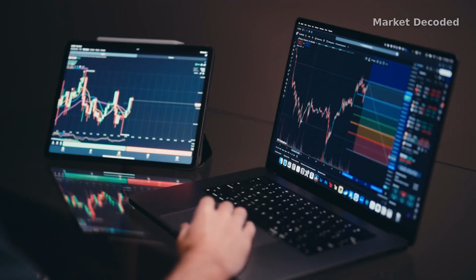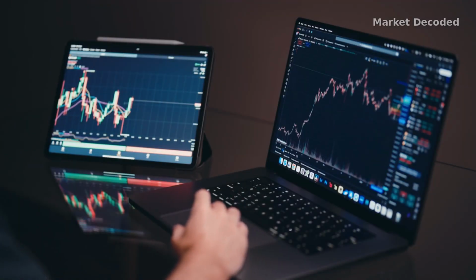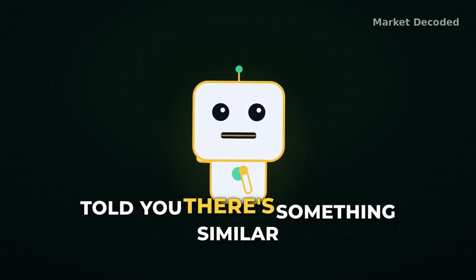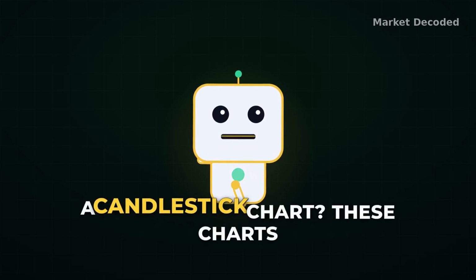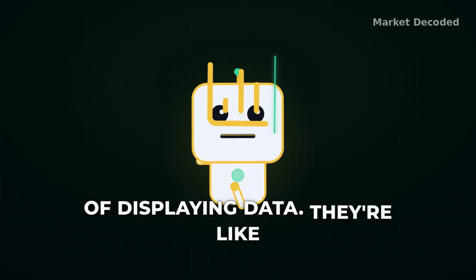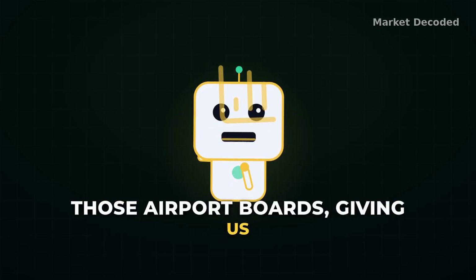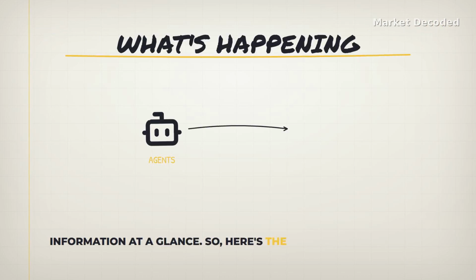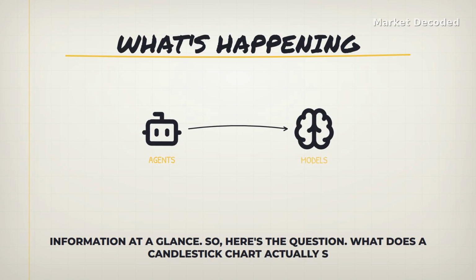Imagine you're at an airport terminal, waiting for your flight. You glance at the departure board, those little bars and lines that give you a quick visual summary of incoming flights. Now, what if I told you there's something similar in the stock market called a candlestick chart? These charts aren't just a fancy way of displaying data. They're like those airport boards, giving us crucial information at a glance. So, here's the question: what does a candlestick chart actually show?